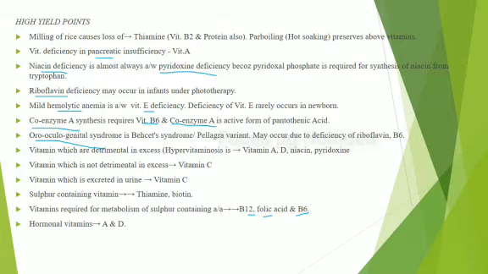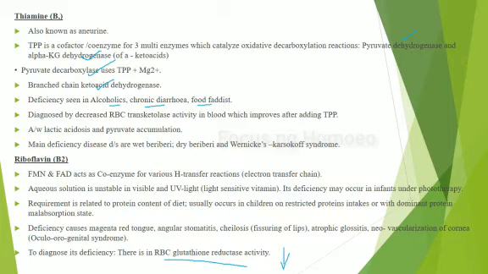Vitamins which are detrimental in excess, hypervitaminosis, is seen in vitamin A, D, niacin and pyridoxine, which is not seen in excess vitamin C, which is excreted in urine. Sulfur containing vitamins are thiamine and biotin. Vitamins required for metabolism of sulfur containing amino acids are B12, folic acid and B6. Hormonal vitamins are vitamin A and vitamin D.